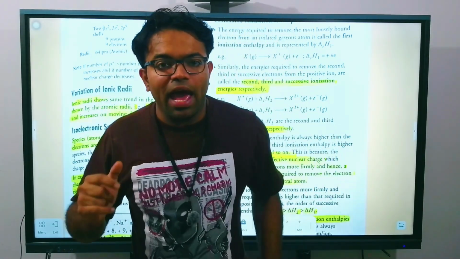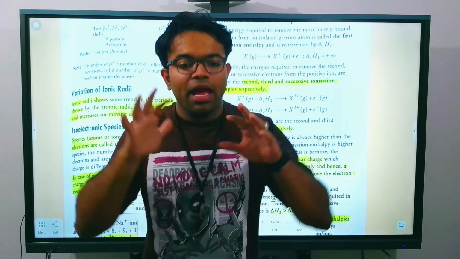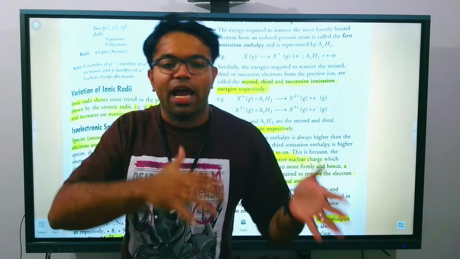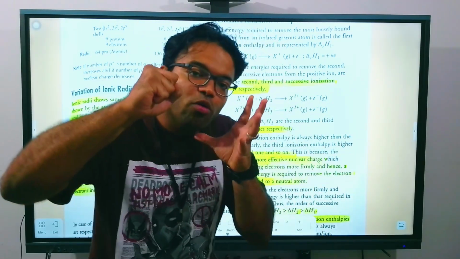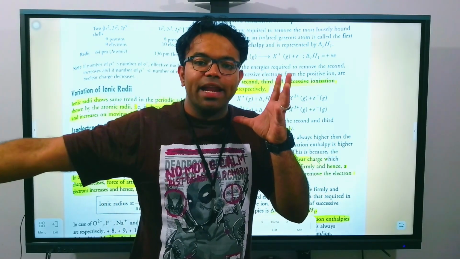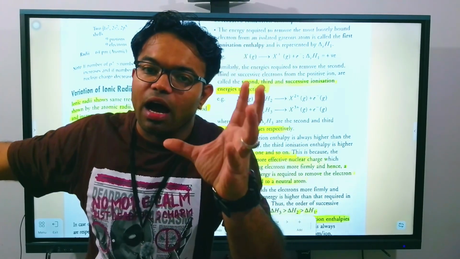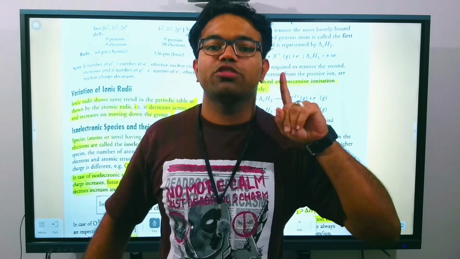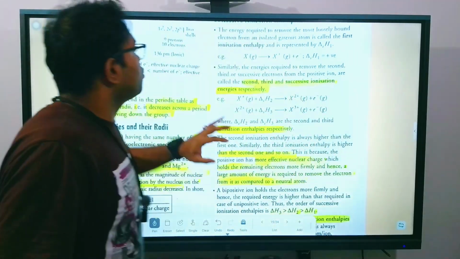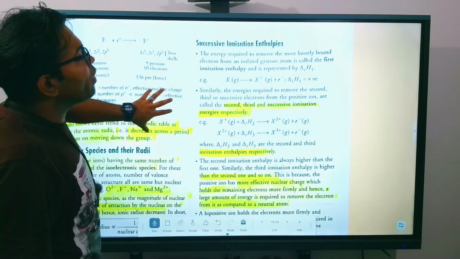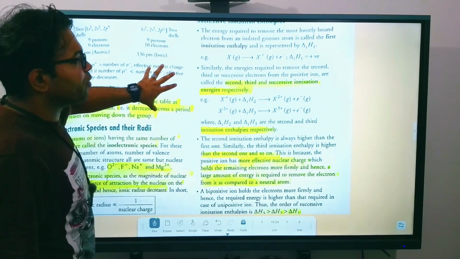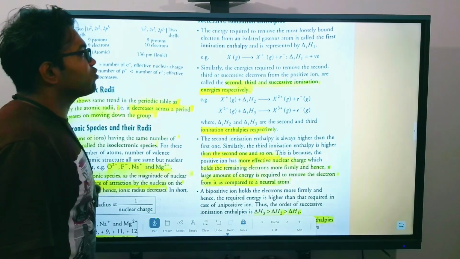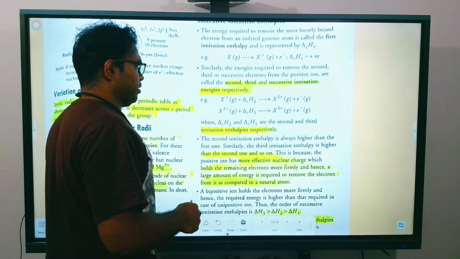Every single atom has the same number of protons and electrons. So if you remove 1 electron from the atom, what happens? It becomes a positively charged atom. It has 1 unit positive charge. Correct? So the energy required to remove the most loosely bound electron from an isolated gaseous atom is called the first ionization enthalpy.